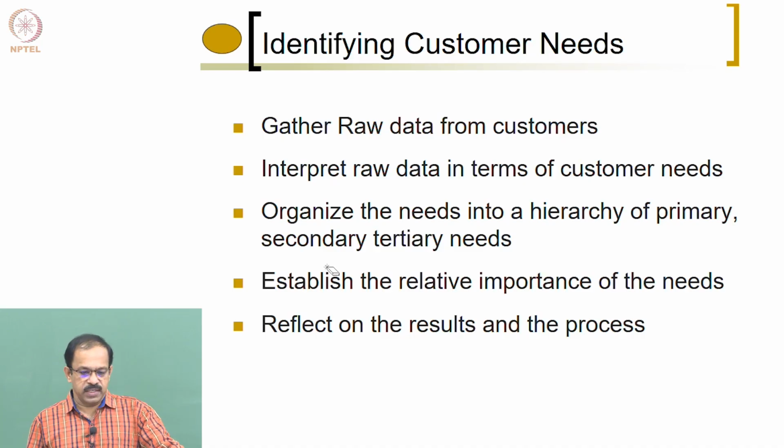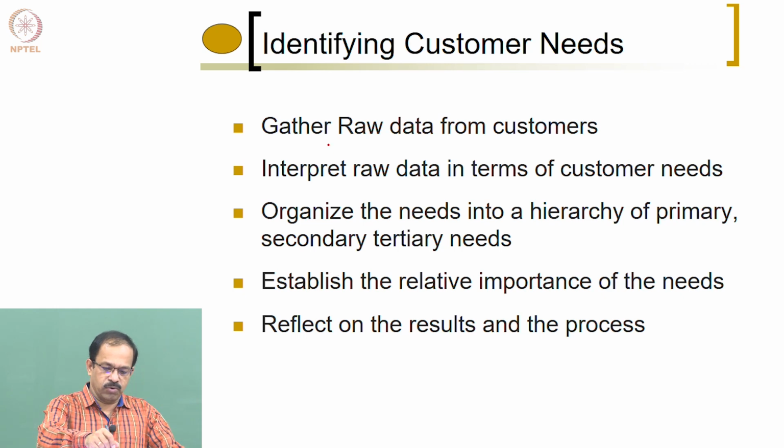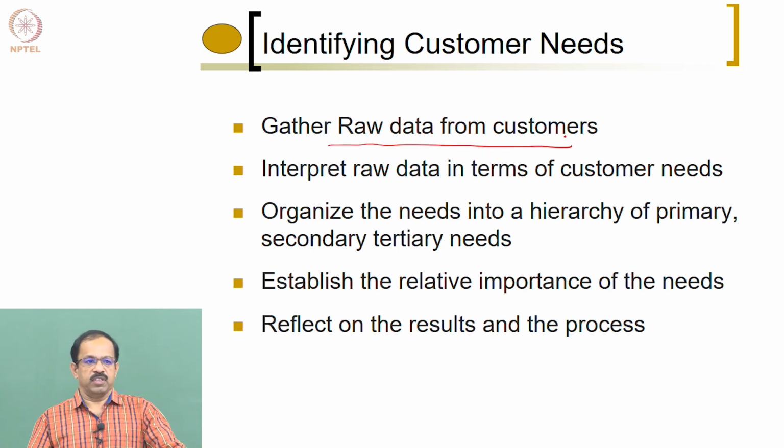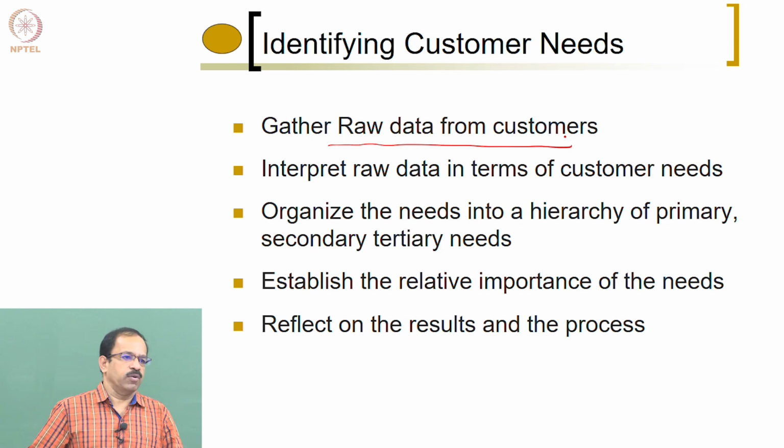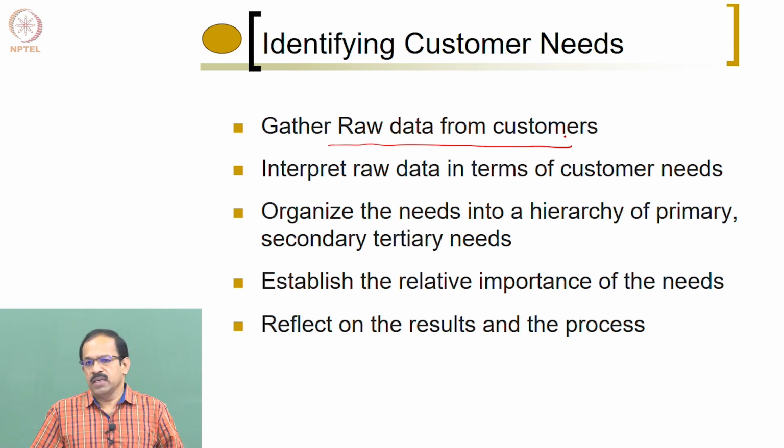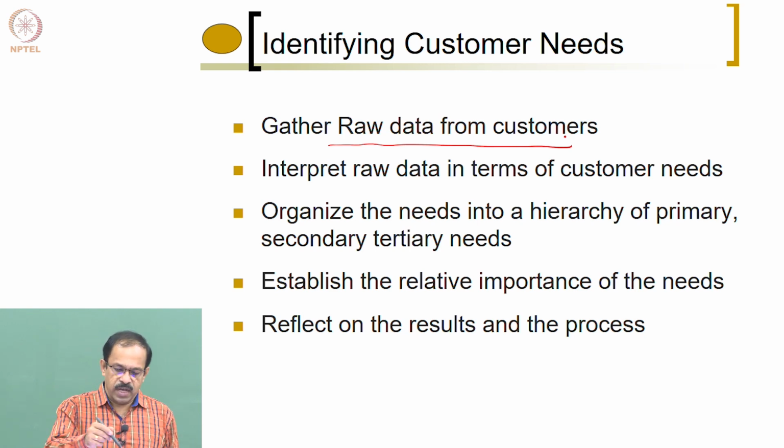So in the last class, we discussed how to identify customer needs, the importance of identifying customer needs, and the steps involved. We found that the first part is how to gather the raw data from the customer: what the customer is expecting, what he actually wants in the product, and he tells it in his own words. That is basically known as the raw data.